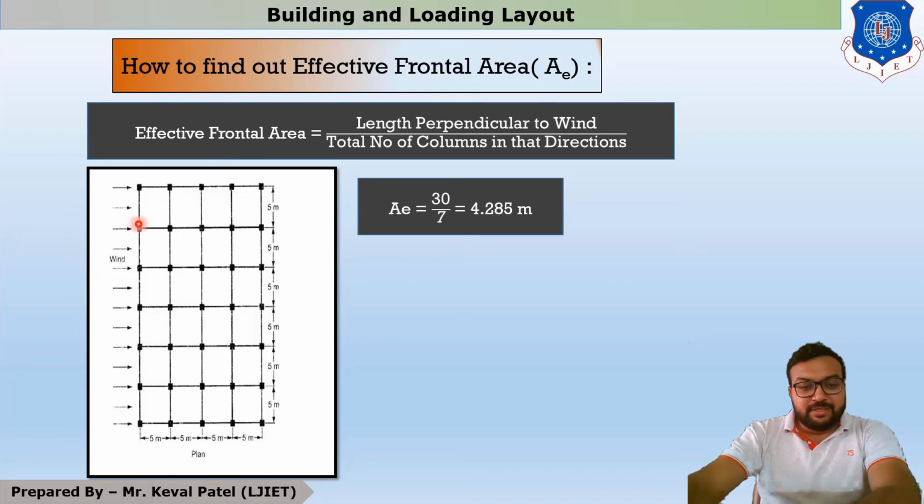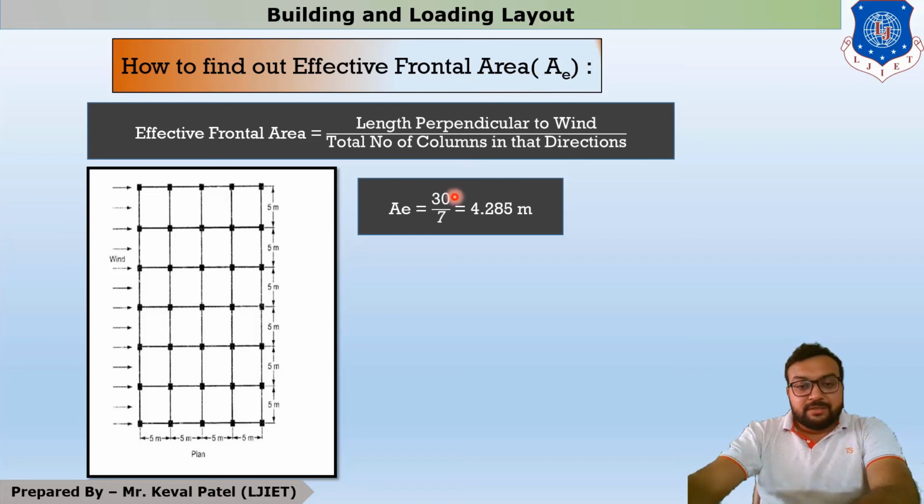Now what is this length? This length is 30-meter divided by number of columns in that direction. So you can see that this is 1, 2, 3, 4, 5, 6 and 7. So there are a total of 7 columns to resist the wind load. Okay, so that's why our effective frontal area is 30 by 7. So it is 4.285 meter.